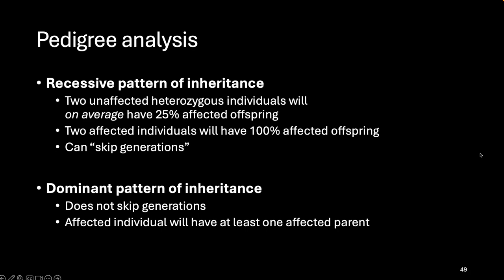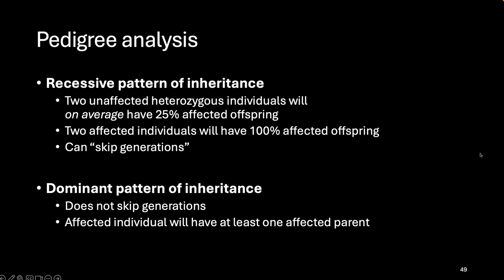Let's start with recessive. On average, two heterozygote parents will produce 25% affected offspring. But again, don't necessarily expect this ratio to be perfect. The latter two points in recessive inheritance patterns are more reliable in that two affected individuals will have 100% affected offspring, because if they're both homozygous recessive, they can only have offspring which are the same. And lastly, recessive inheritance can skip generations.